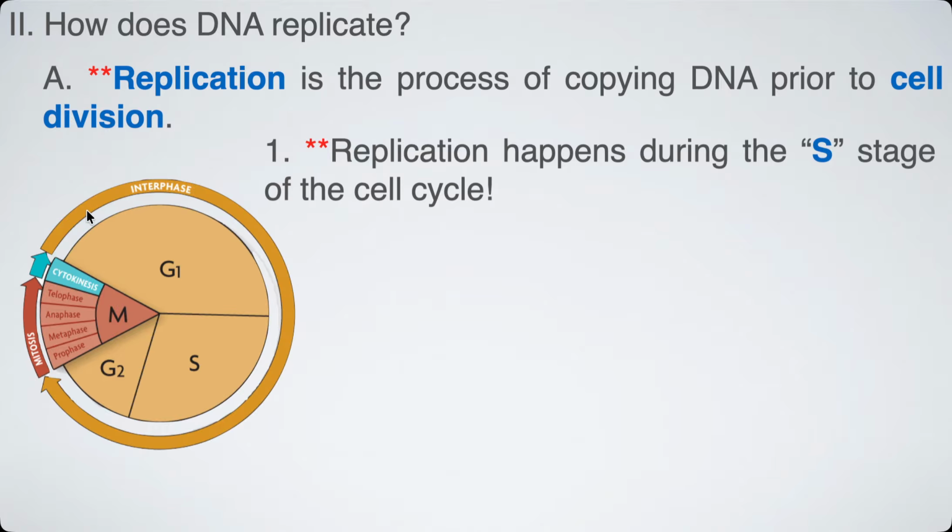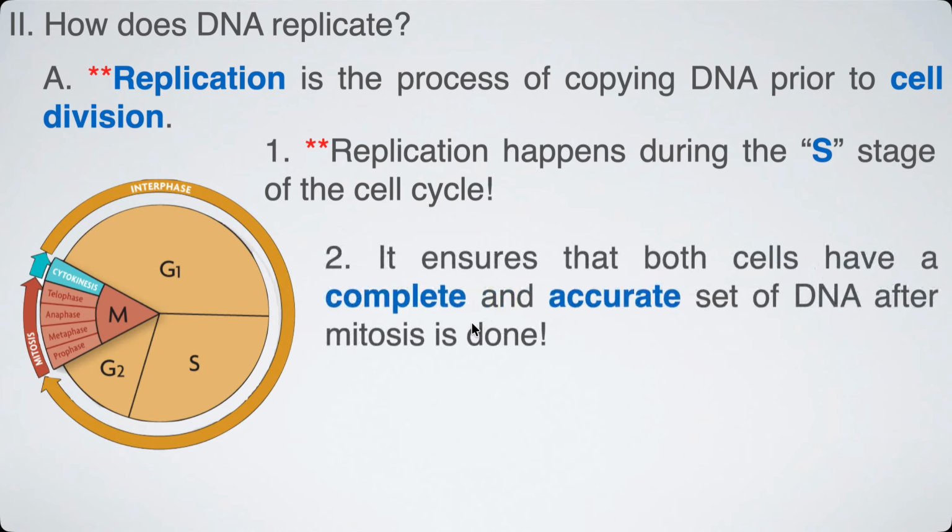Remember, you have G1 or gap 1, then you have the S stage, and then you have G2. This is a representation of what we drew when we were talking about mitosis in Unit 5. We've got gap 1, this is S, so we're talking about replication right here, then G2, and then mitosis occurs. Remember that your cells want to ensure that before going through mitosis, you have a complete and accurate set of DNA.